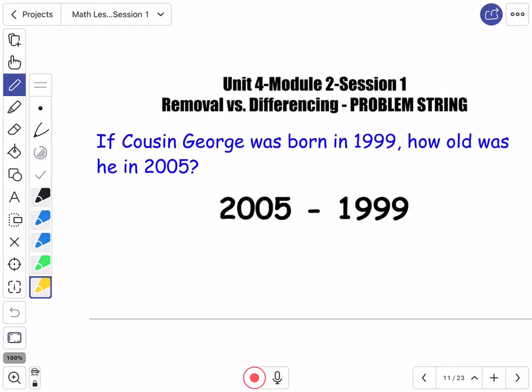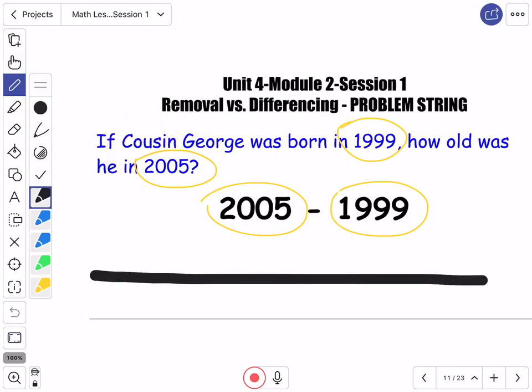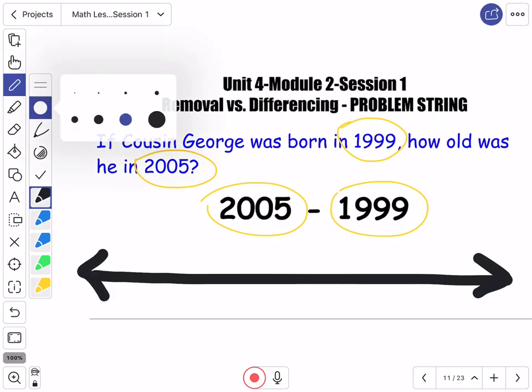If Cousin George was born in 1999, how old was he in 2005? Now you can see here that these 2 numbers are much closer together than the first 2, okay? So again, I'm going to think about doing it on a number line, and I'm going to make my number line a little bit bigger this time so you can see. All right, I'm going to go back to my smaller size.